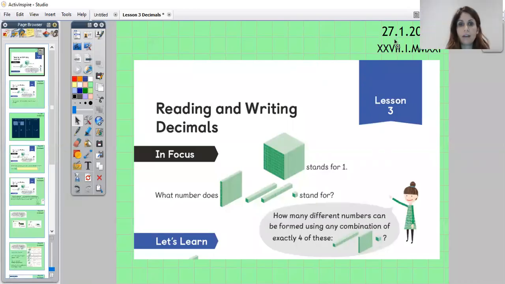Morning, Year 5. We're carrying on with our decimals work today. No arithmetic at the beginning of today's lesson, so we're going straight in for our Maths No Problem.